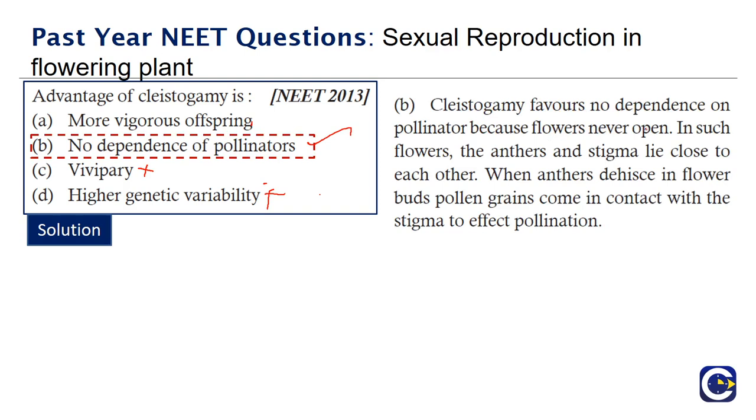In such flowers, the anther and the stigma lie close to each other. When anthers dehisce in the flower buds, pollen grains come in contact with stigma to affect pollination. So moving on to the next question.